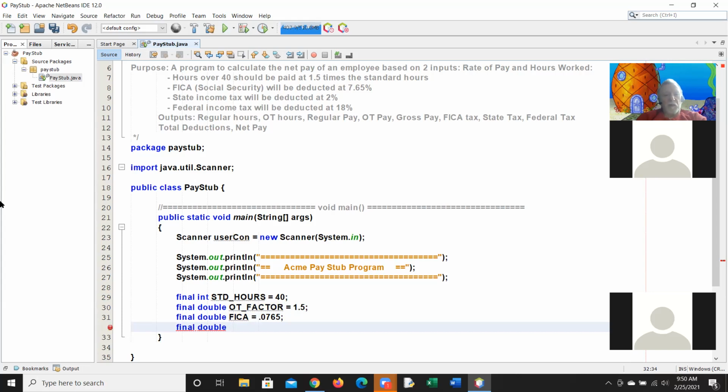1/10 of a penny just doesn't buy you what it used to. Oh, gosh.